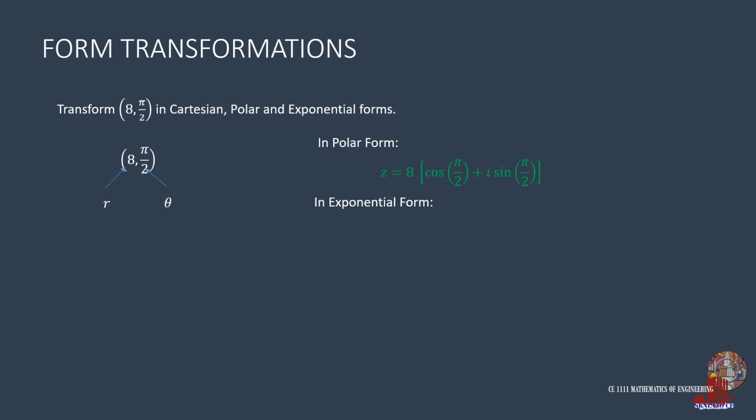In exponential form, we still use r and theta in the equation, making it z as 8 times e raised to I times half of pi. For the Cartesian form, we simplify the polar form by multiplying 8 times cosine of pi over 2 to take the real number 0. 8 times sine of pi over 2 times I gives 8 multiplied by I.